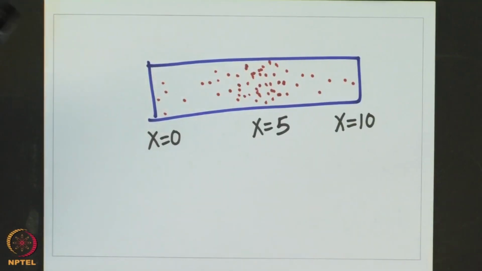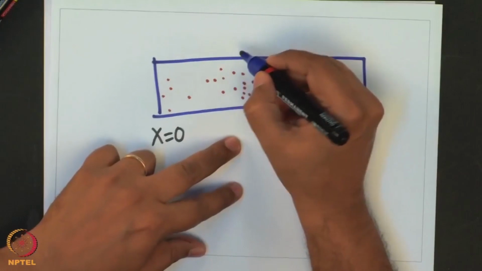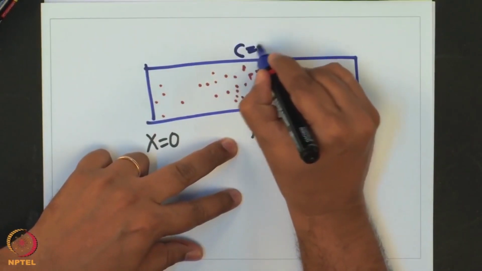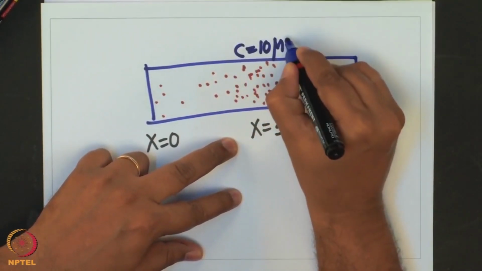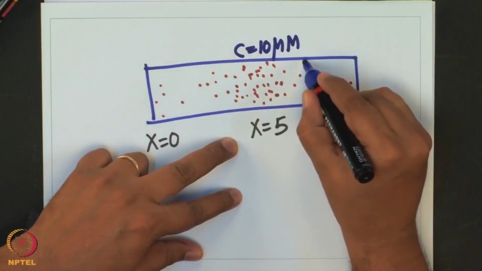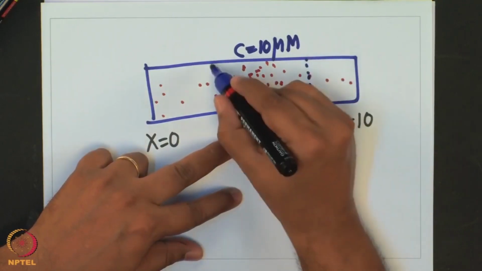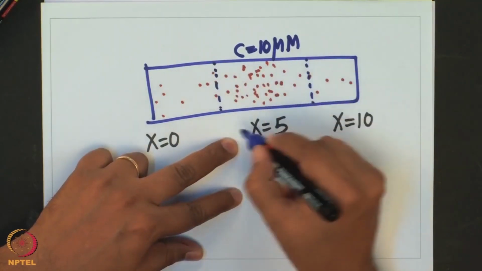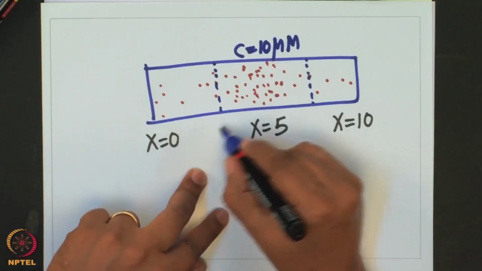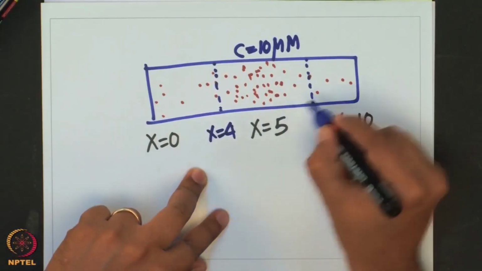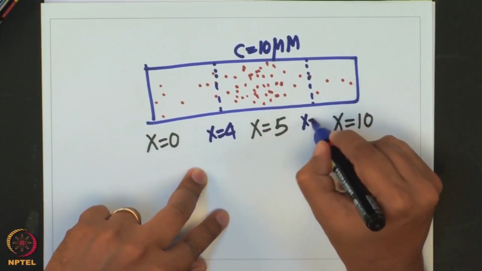And let us now compute J. So let us say here the concentration is 10 micromolar, and if I go to x equal to 4 here, so this is x equal to 4, and here this is x equal to 6.